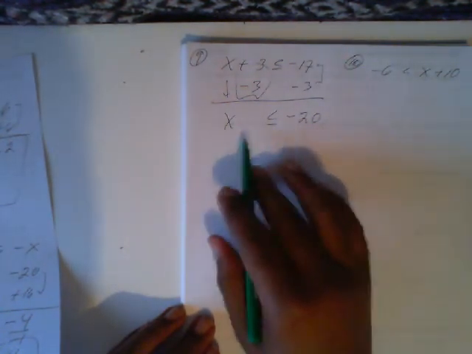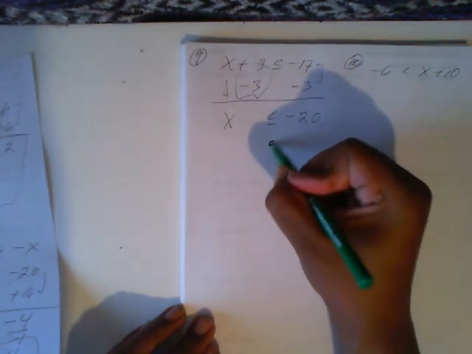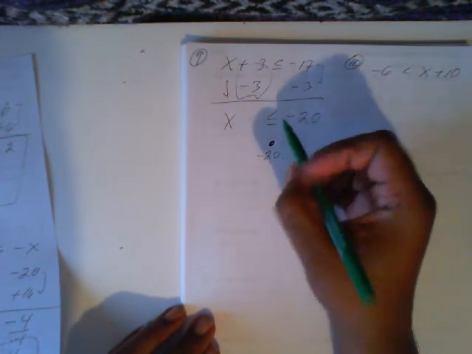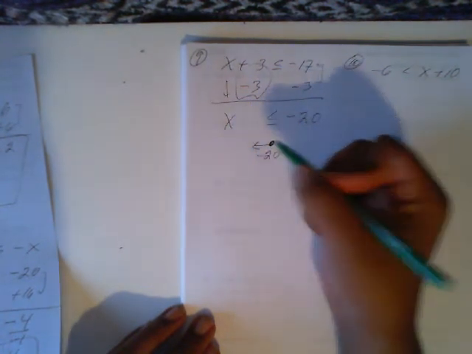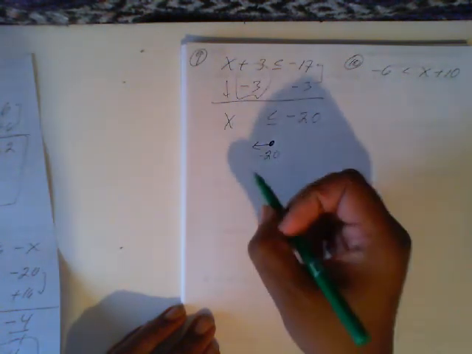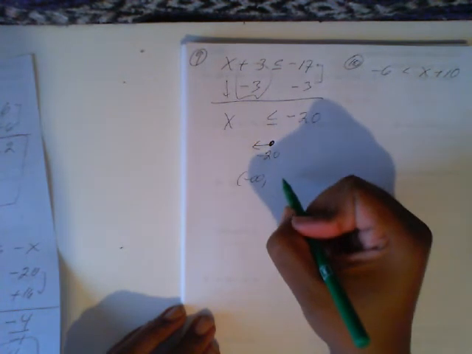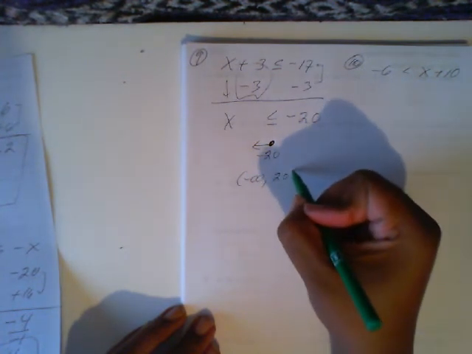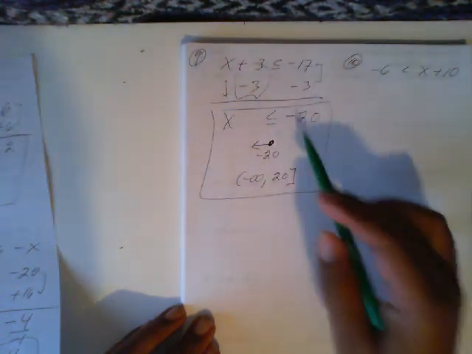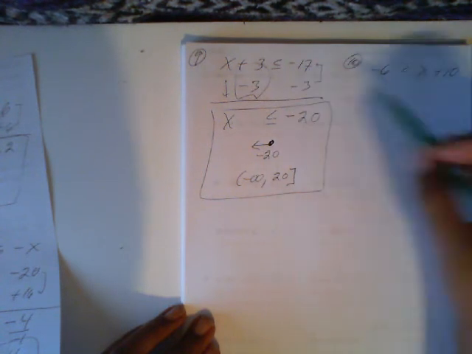This is set notation. Now the graphic for this is a closed circle that includes negative 20, and since it's less than, it'll go to the left. So all the numbers to the left of negative 20, including negative 20. Now the interval notation for this will be to the left will be negative infinity, and to the right will be 20. We will include 20 by putting a bracket here. So those are your 3 ways to display the solution of the original inequality.